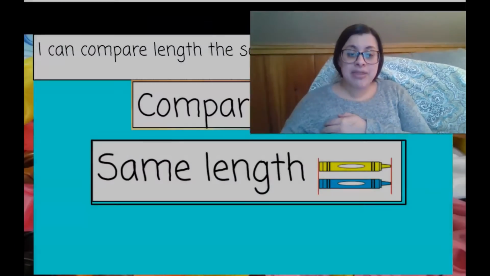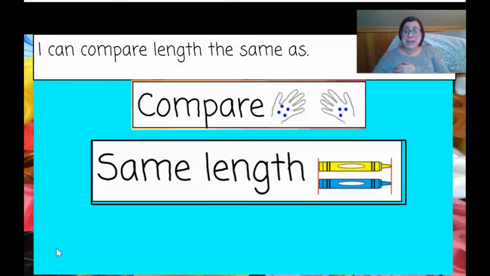We have been exploring the world of measurement by learning about length and height using vocabulary words longer than, shorter than, taller than, shorter than, and today we're going to wrap up height and length by comparing objects to our linking cubes and finding the same as. So here we go. Our math thinking job today is I can compare length the same as.